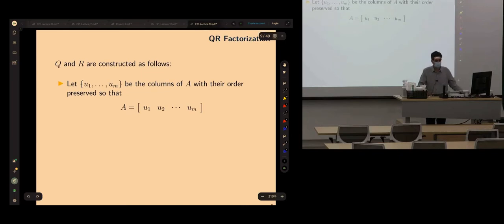Now we're going to learn how to construct Q and R based on what we have learned so far. Suppose the set of vectors u1 to um are the columns of A. If they're columns of A, the order is of course important. We have u1, u2, um. This is our n by m matrix. So the set of vectors is actually the columns of A.